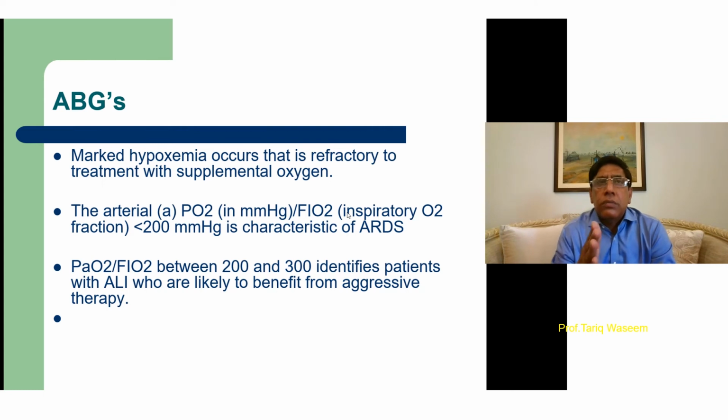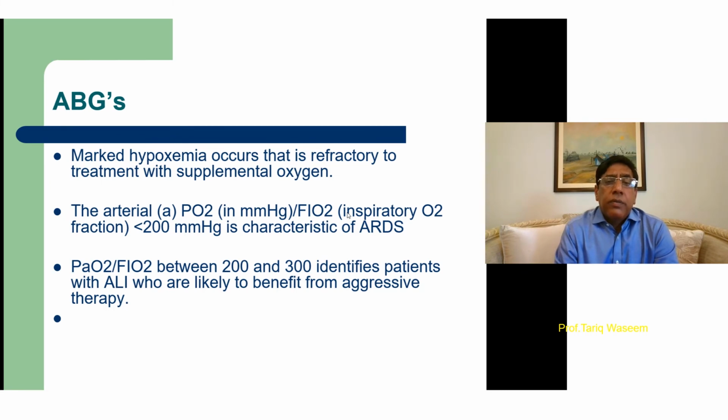So if you take the patient's blood sample and take his arterial saturation, suppose it is 90%, and you are breathing normal room air, so 90 divided by 21 would be about a ratio of 4, right? So when your PO2 is falling and you are increasing the inhaled oxygen, then this PO2 to inhaled oxygen ratio of less than 200 would be considered characteristic of ARDS, or adult respiratory distress syndrome.